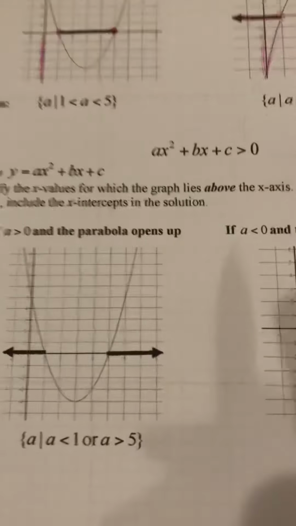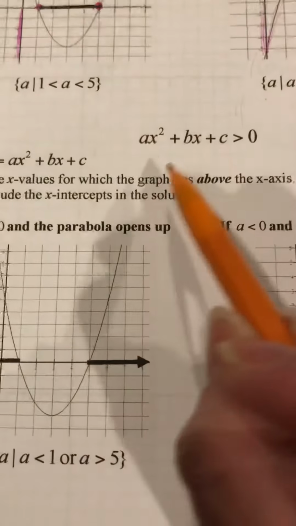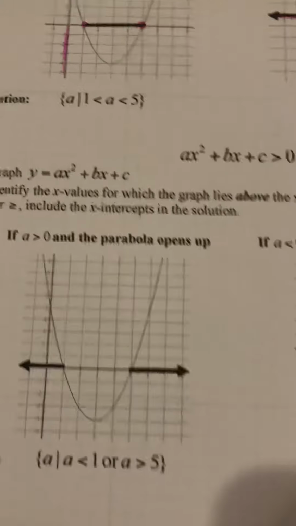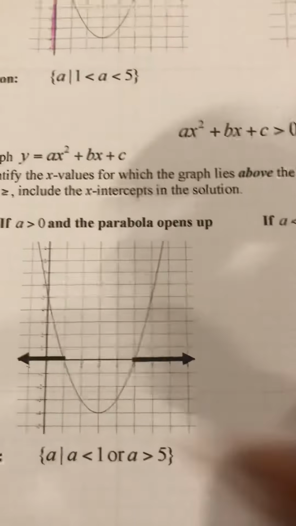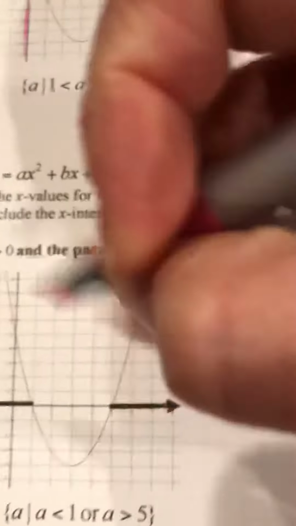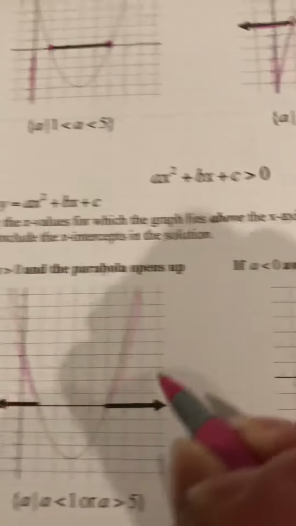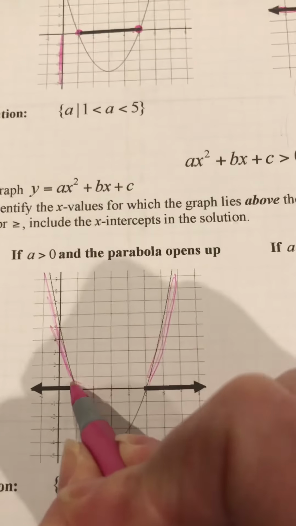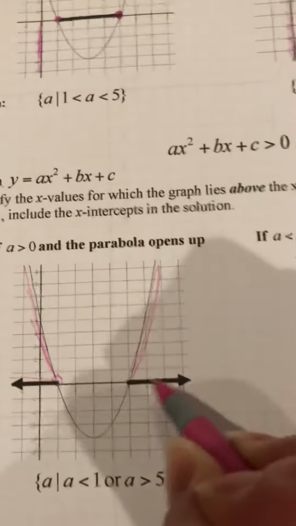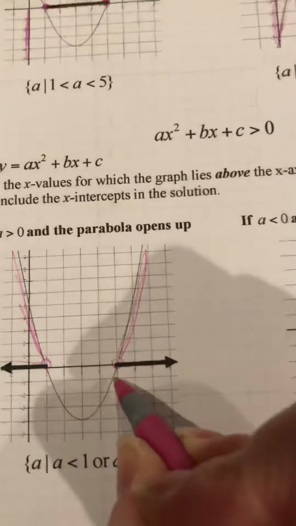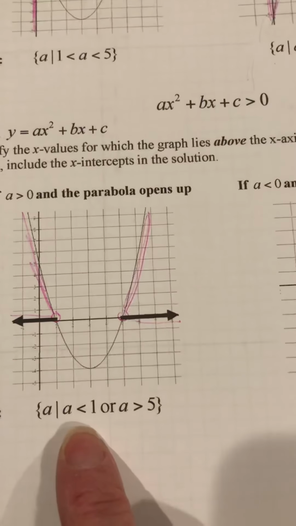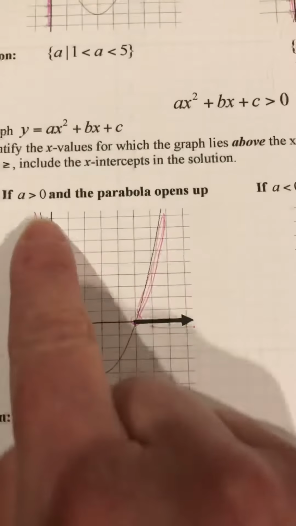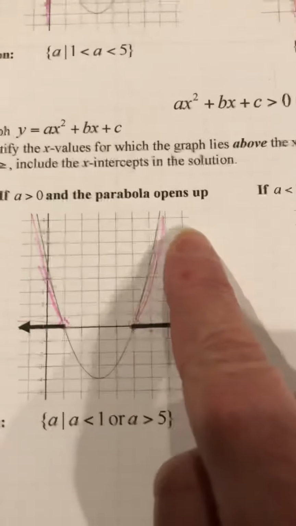The bottom of the page shows you if you have your quadratic greater than 0. So if your parabola opens up and the quadratic is greater than 0, the values that are greater than 0 are these values here. These are your positive values. That happens when a is less than 1 and greater than 5. So your solution is a is less than 1 or a is greater than 5, because these are the values where it's bigger than 0.